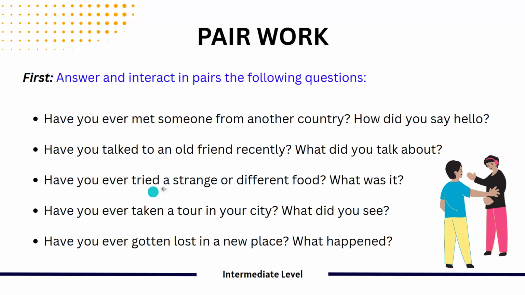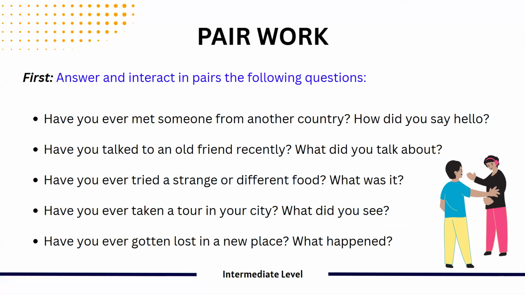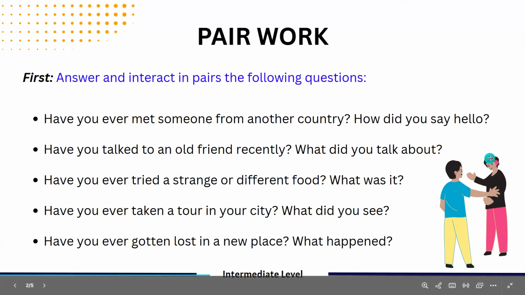Have you ever tried a strange or different food? Strange significa un raro, diferente, fuera de lo normal. Have you ever taken a tour in your city? What did you see? I think that is clear. Have you ever gotten lost in a new place? What happened? Gotten lost means like perdido, ¿ok? Perdido o te has desviado. Sí, esos dos significados we can have.